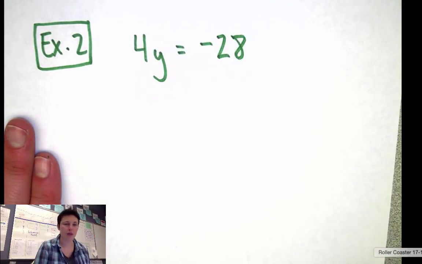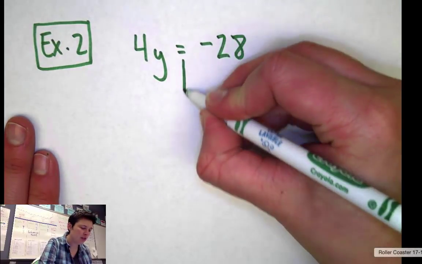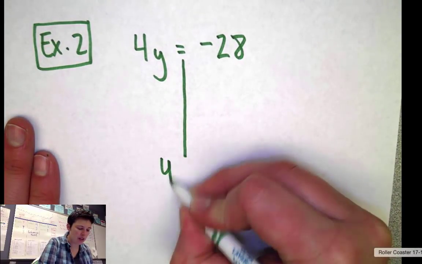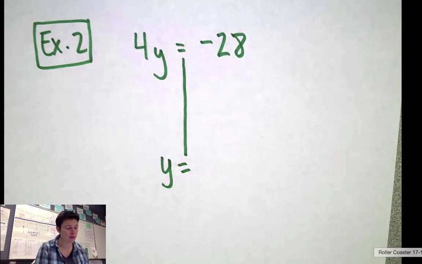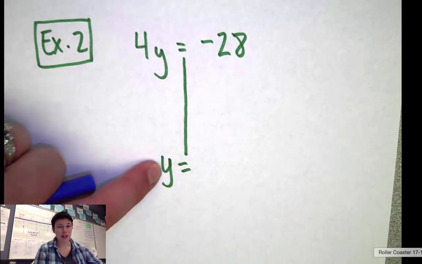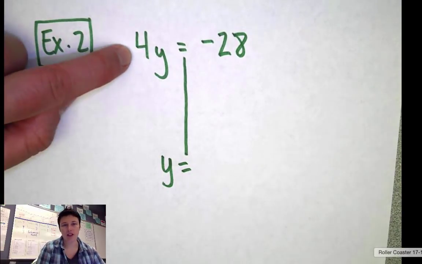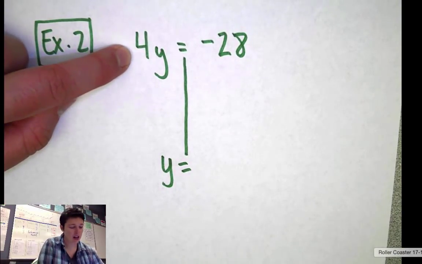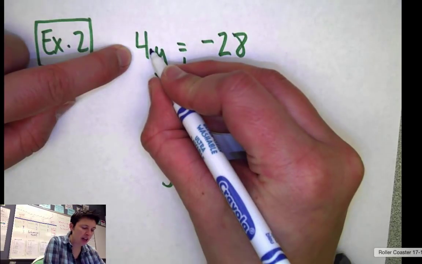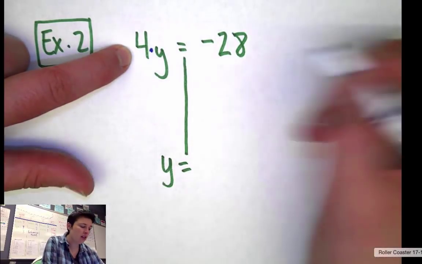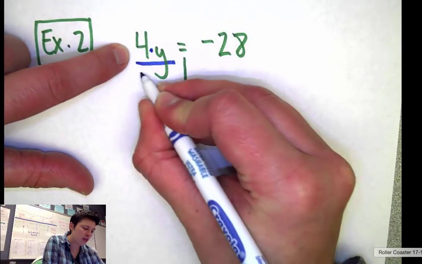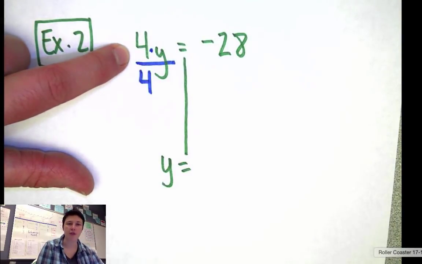4y equals negative 28. Okay, so line down the middle. I want y to equal an answer at the bottom. And then I actually want to look a little more closely at this problem. I want to get y by itself, but it's stuck to the 4. So really, I need to get rid of the 4. And since this means 4 times y, I'm going to do the opposite to get rid of it. The opposite would be to divide it away. I'm going to divide by 4.